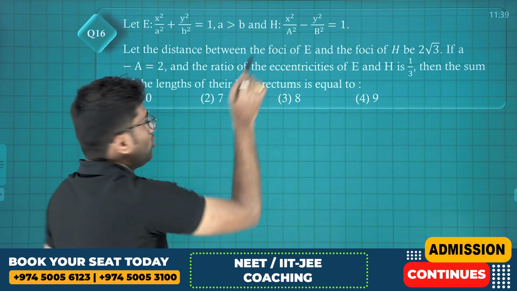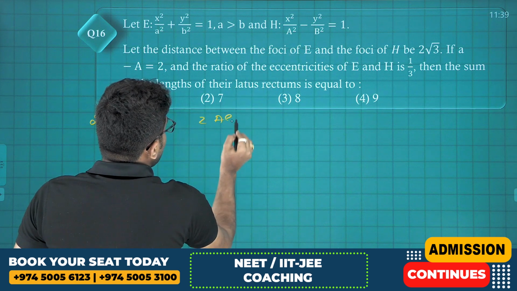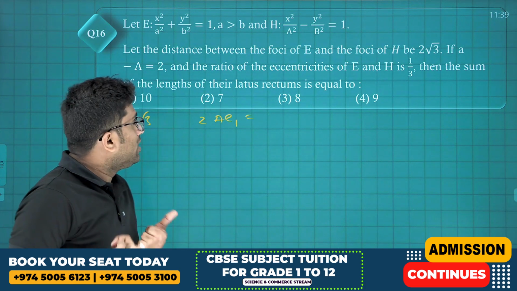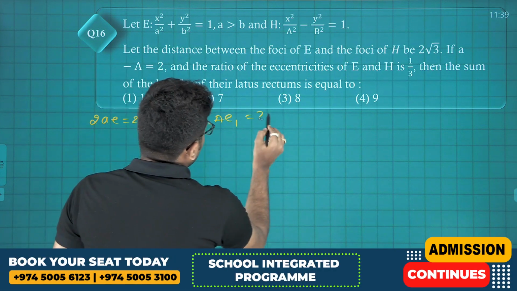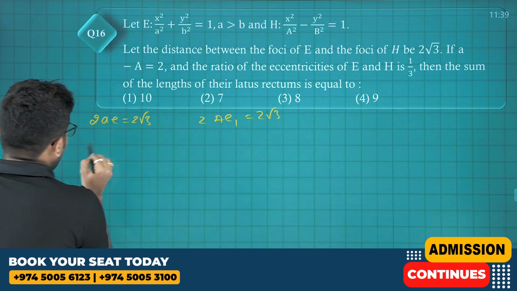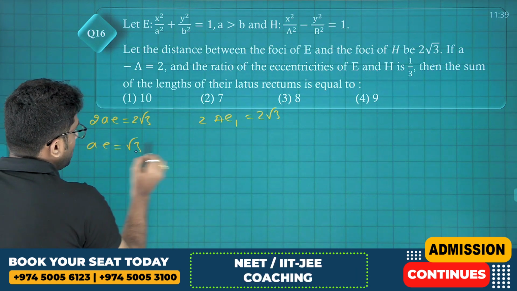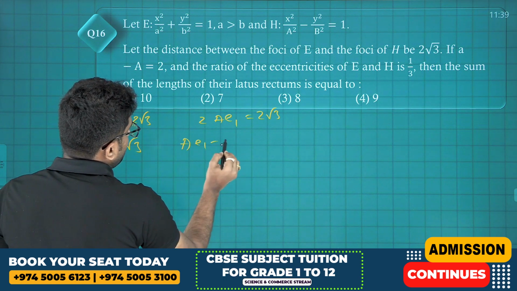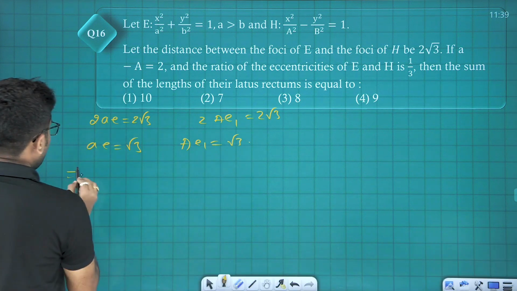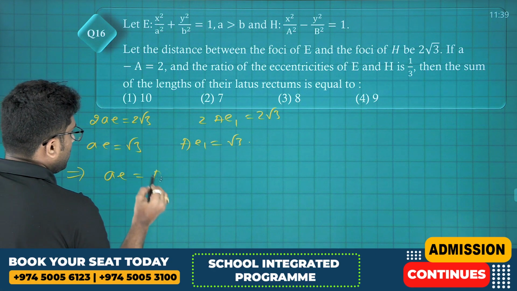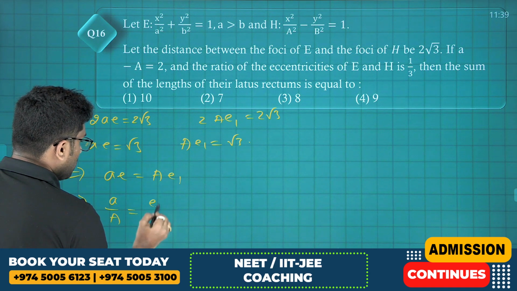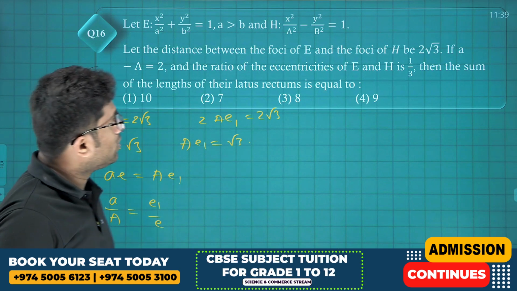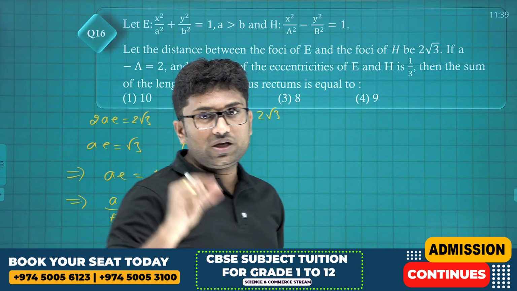This is a transverse hyperbola, where the distance is 2AE1. Let's take E1 as the eccentricity of the hyperbola. It is also equal to 2 root 3 now. So ae is equal to root 3, and AE1 is equal to root 3. From here we can say ae is equal to AE1. So a by A is equal to E1 by E. Okay, a by A is equal to E1 by E.